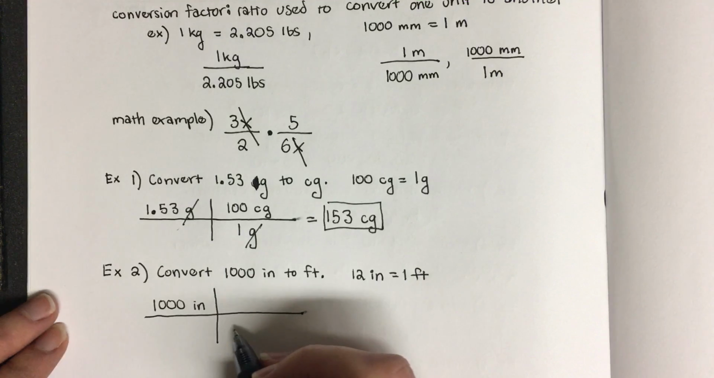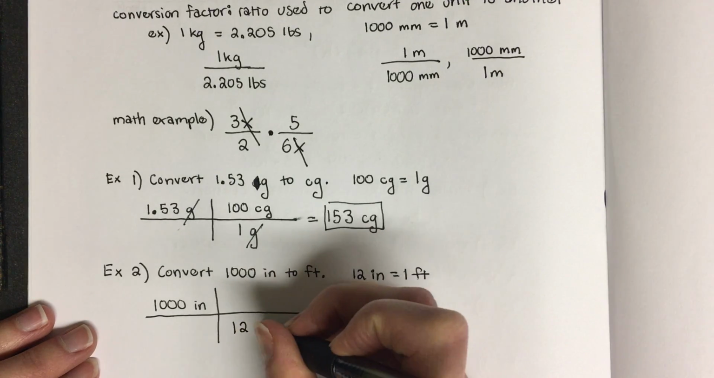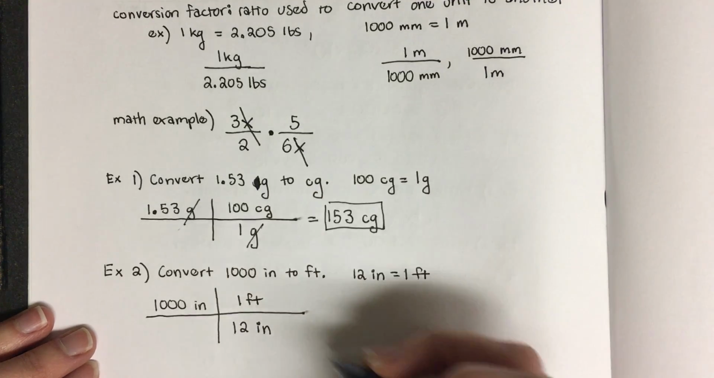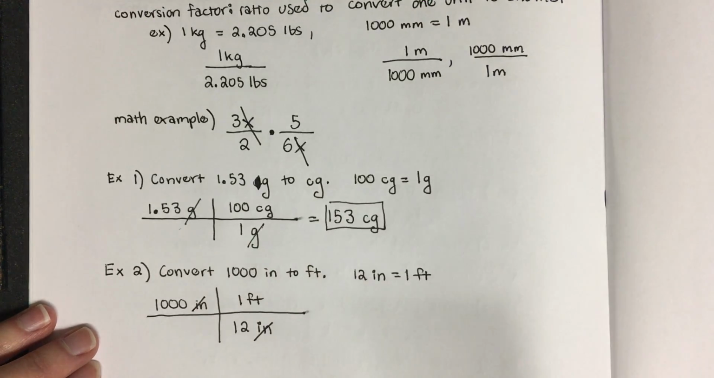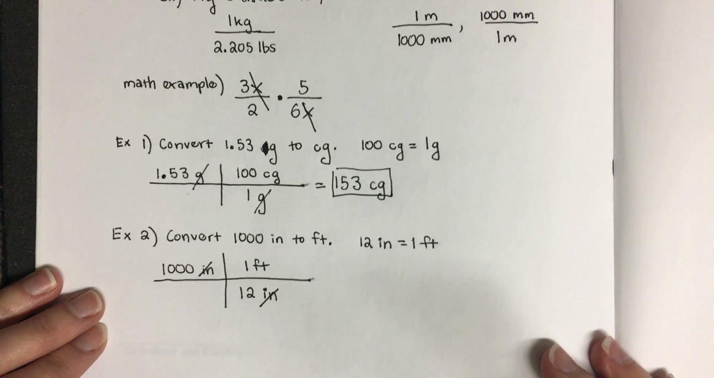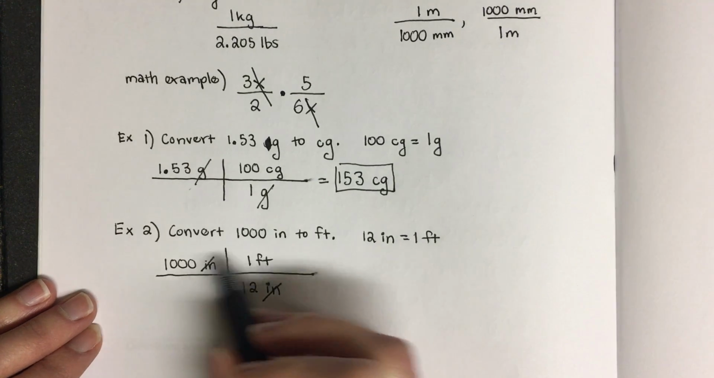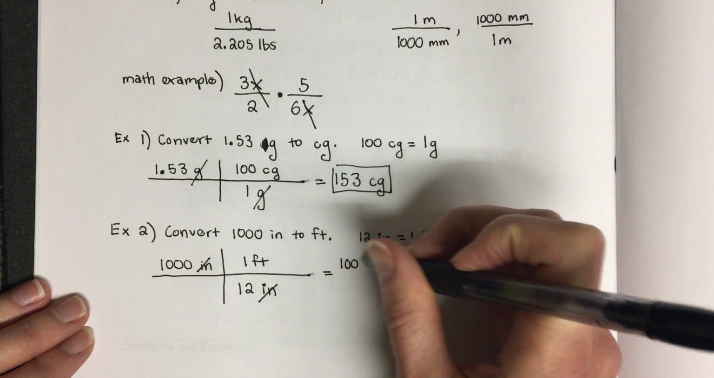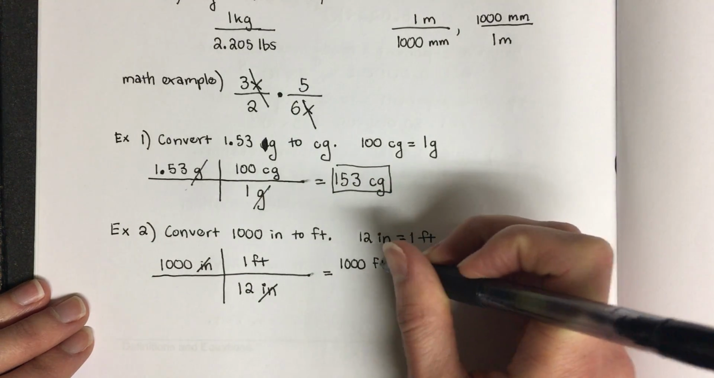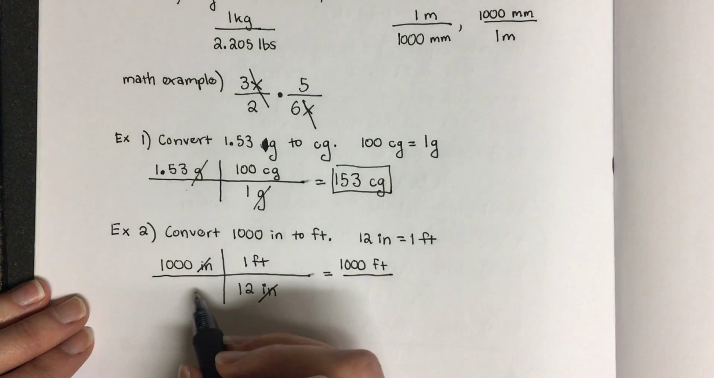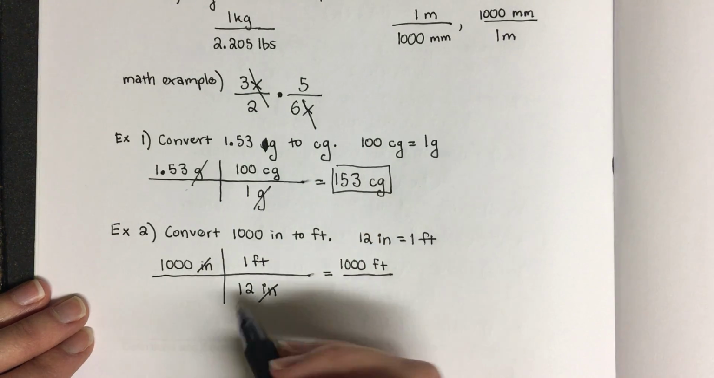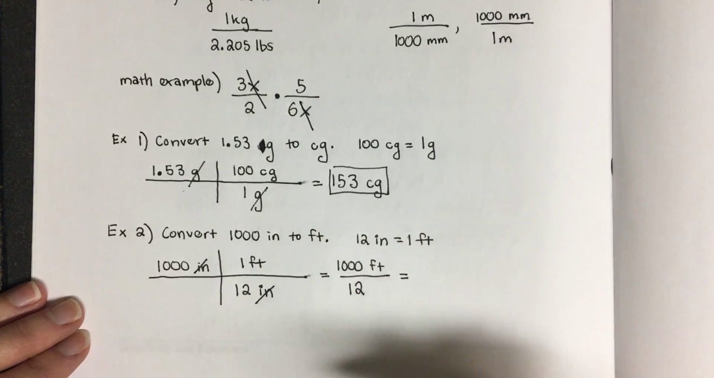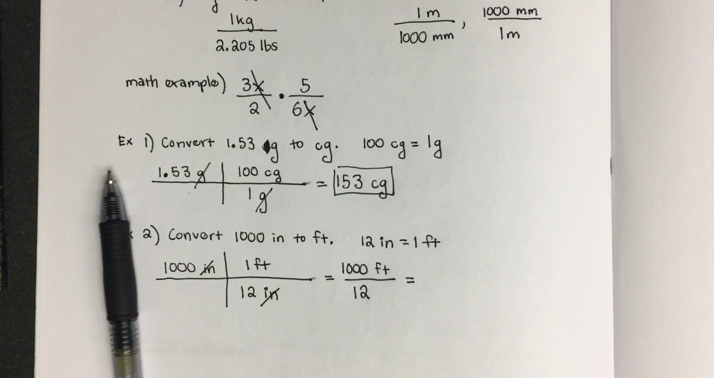So what we're going to do is put the 12 inches down here on the bottom and 1 foot up here on top. Again, my inches will cross out. And then what I always tell people to do is multiply all the stuff on the top. So 1,000 times 1 is 1,000, and we've got feet. And then multiply everything on the bottom. Now there's nothing here, but I've got a 12 down here. And now what I need to do to finish the problem is I need to do 1,000 divided by 12.